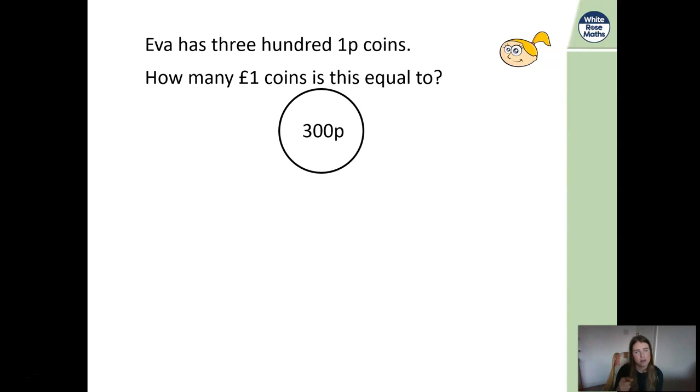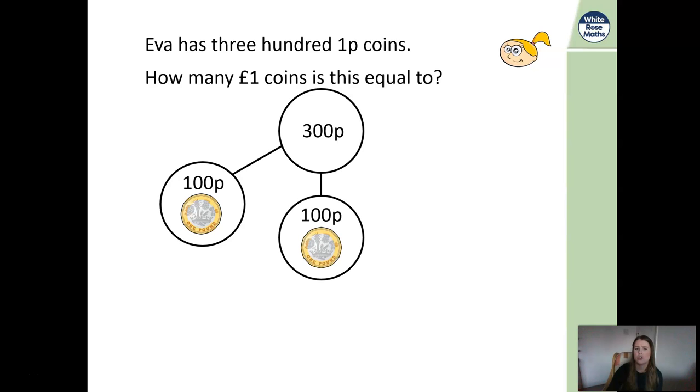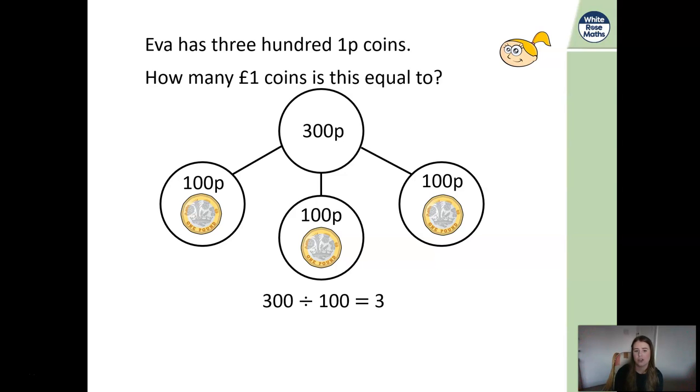Now, going back to our numbers that we've looked at, we know that there are 100 pennies in £1. So 100 pennies is the same as £1. However, Eva has 300 pennies, which means she must have more than £1. So if 100 pennies is the same as £1, then surely 200 pennies is now equal to £2, and 300 pennies is equal to £3. So that means that 300 divided by 100 is 3. Therefore, in terms of her 300 1p coins, she has £3 worth of 1p coins.